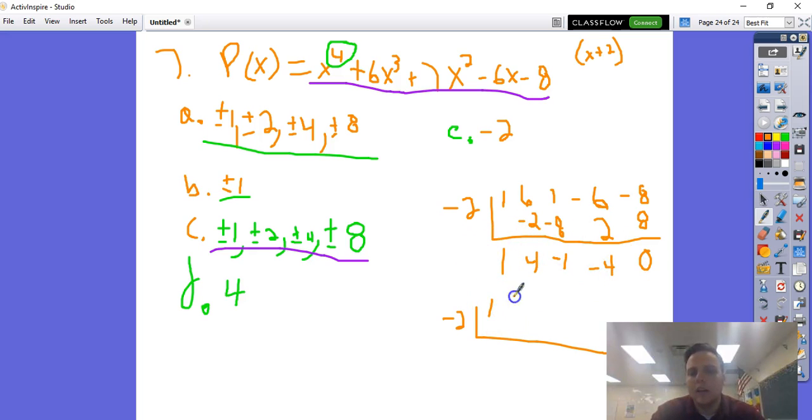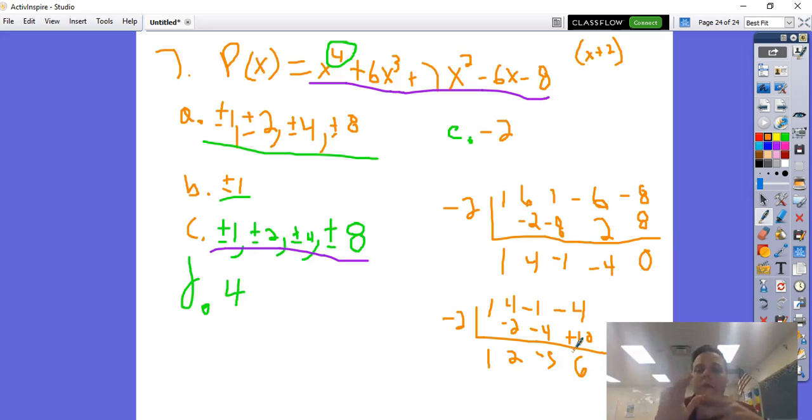So 1, 4, negative 1, negative 4. So I carry down my 1. Negative 2 times 1 is negative 2. I add 4 plus negative 2 is 2. Negative 2 times 2 is negative 4. Negative 1 plus negative 4 is negative 5. Negative 2 times negative 5 is negative 10. I'm sorry, it's positive 10. Negative 4 plus positive 10 is 6. Did not get a 0.